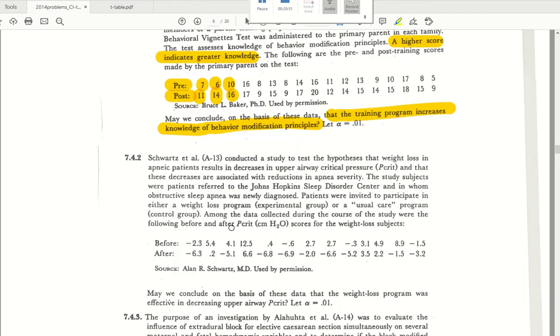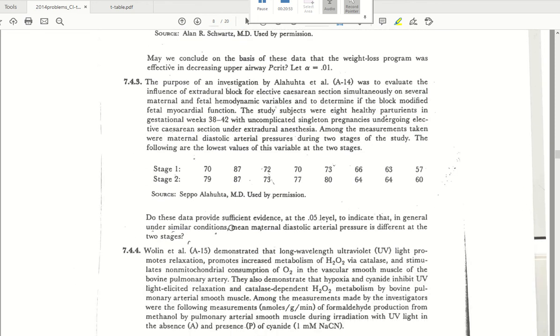Let me do another example very quickly. The purpose of an investigation by Alahuta et al. was to evaluate the influence of extradural block for elective caesarean section simultaneously on several maternal or fetal hemodynamic variables and to determine if the block modified fetal myocardial function. The study subjects were 8 healthy parturients in gestational weeks 38 to 42. So I have 8 subjects with uncomplicated singleton pregnancies undergoing elective caesarean section under extradural anesthesia.